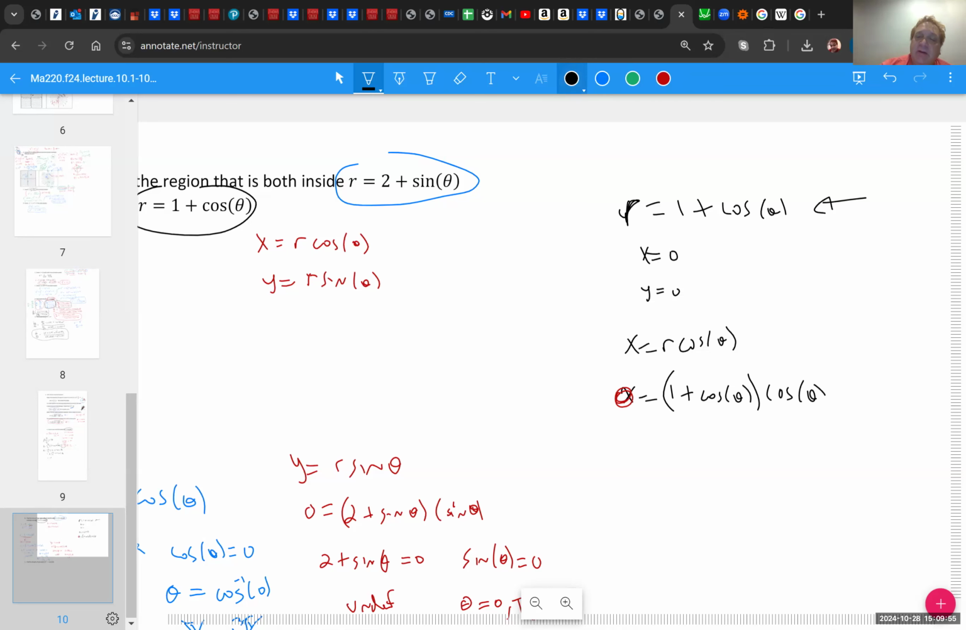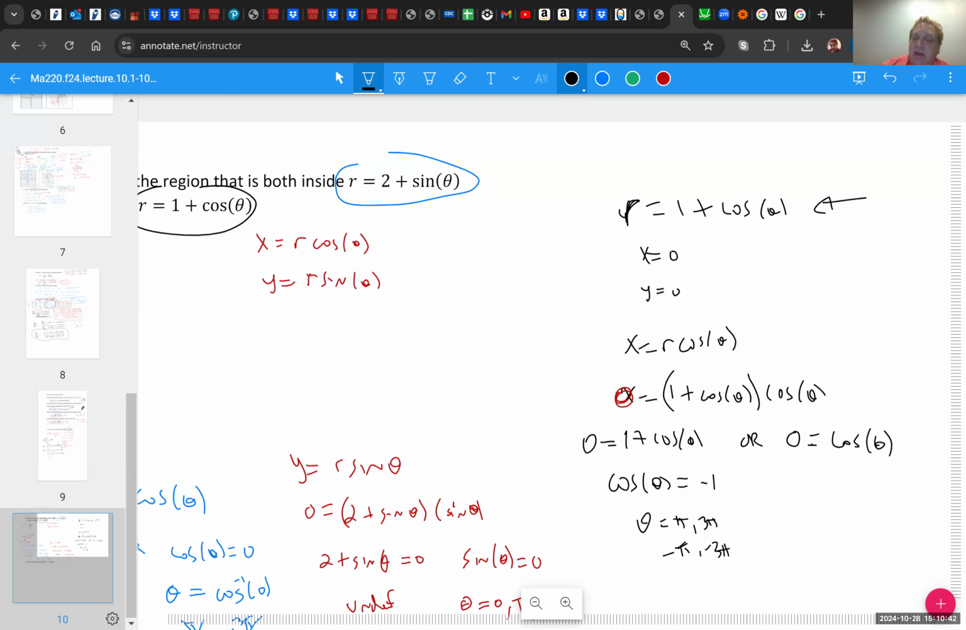I have two things multiplied together. So either 1 plus cosine theta is equal to 0, or I have cosine theta is equal to 0. So over here, I have cosine theta equals -1. And that happens, I got to write this better, because people are going to look back at this and say, what is he writing there? Okay, so this is cosine theta equals -1. So I want the x value to be -1. That happens at pi and at 3 pi and at negative pi, etc.